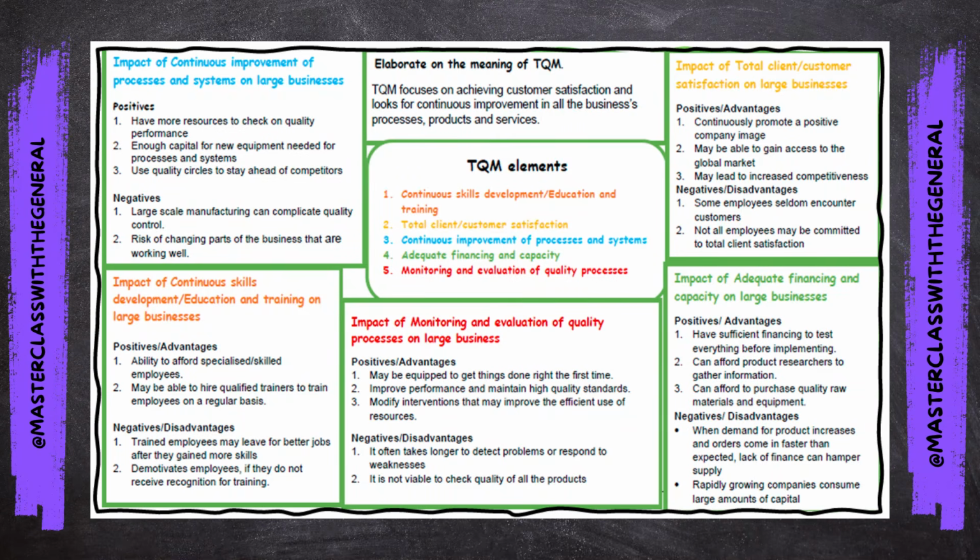Number two, negatives. Large scale manufacturing can complicate quality control. There is risk of changing parts of the business that are working well. In the streets, they say, if it's not broken, don't fix it. Sometimes in a bid to continuously improve products and processes, we may change some things that may have been working. We may recycle some of the employees, shuffle them where they were already working well. Where there would have been no need to do this, we might end up doing it because we are seeking to constantly be doing something to improve our product.